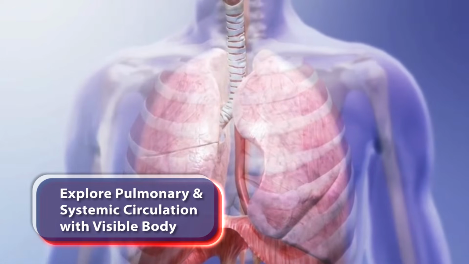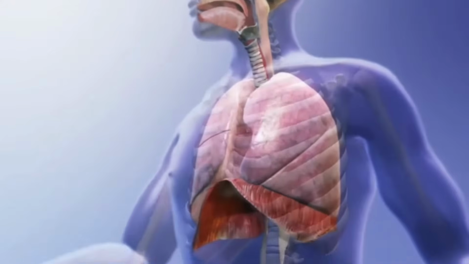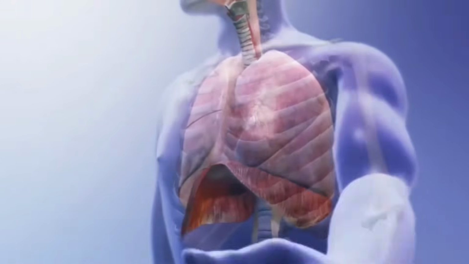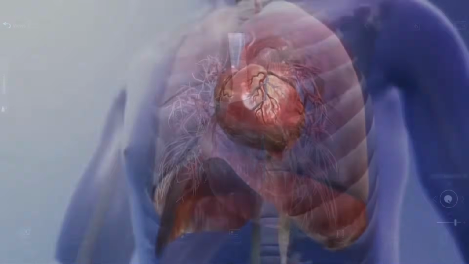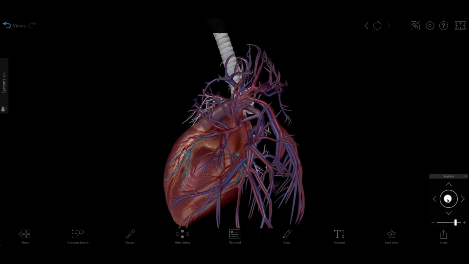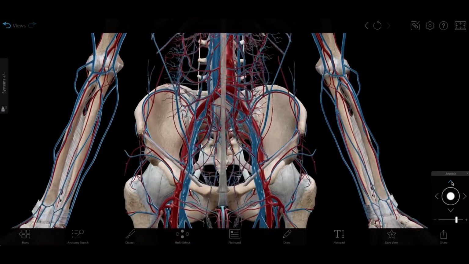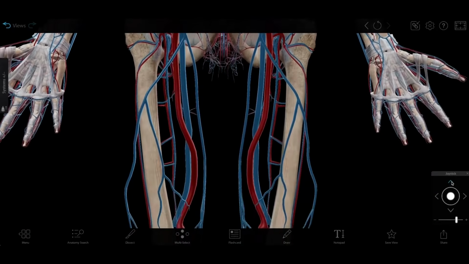The circulatory and respiratory systems work together to bring oxygen from the air we breathe to cells everywhere in the body. To accomplish this, the circulatory system has two loops, or networks of blood vessels, pulmonary and systemic. Let's use Visible Body's 3D models and simulations to explore these two types of circulation.